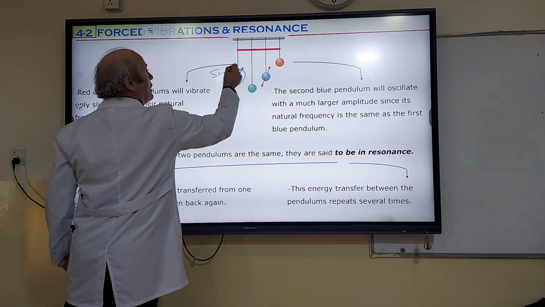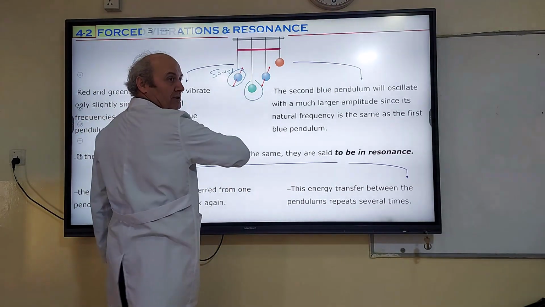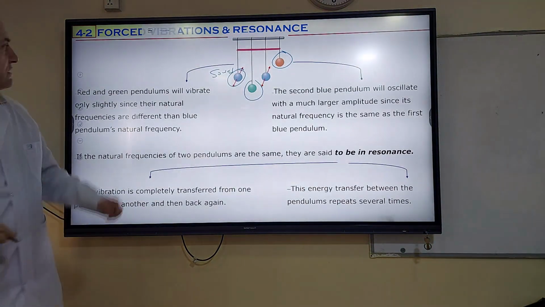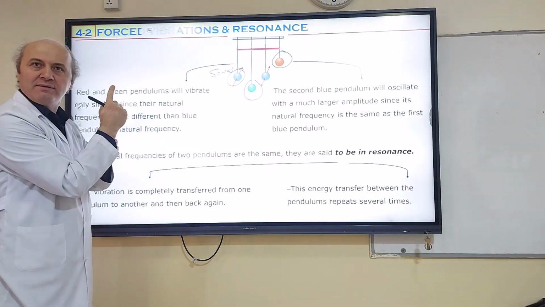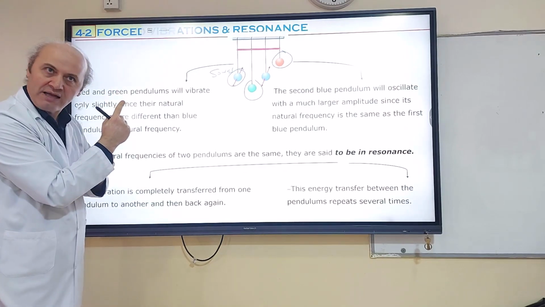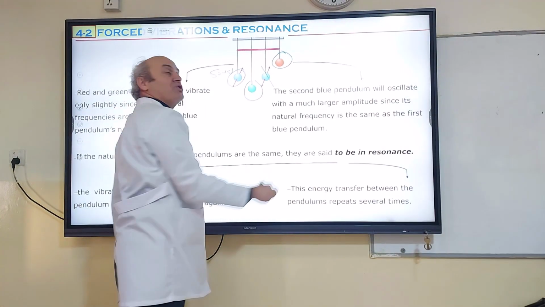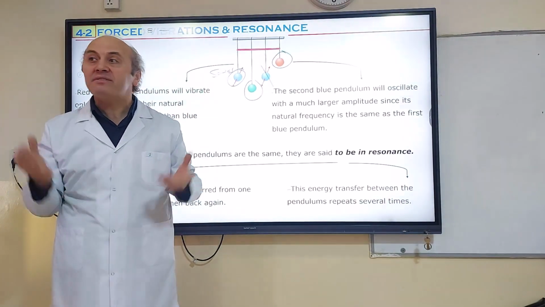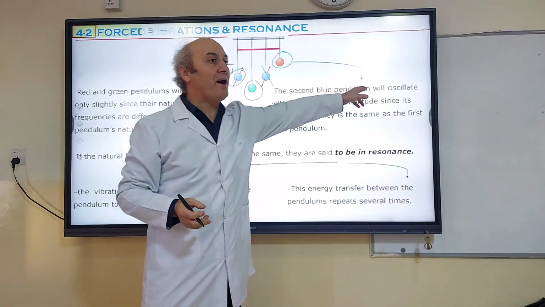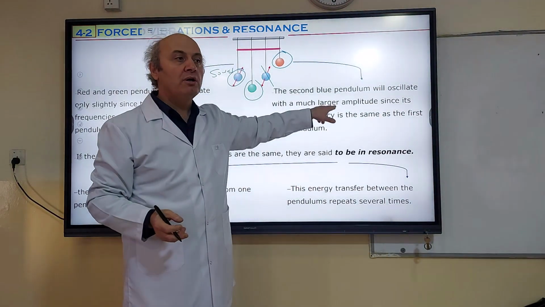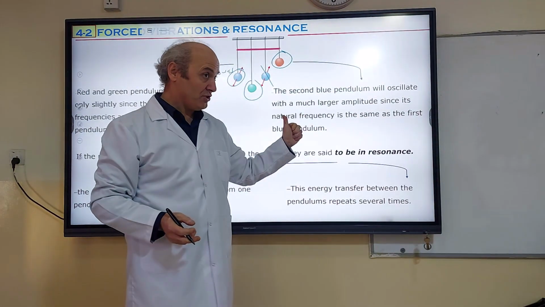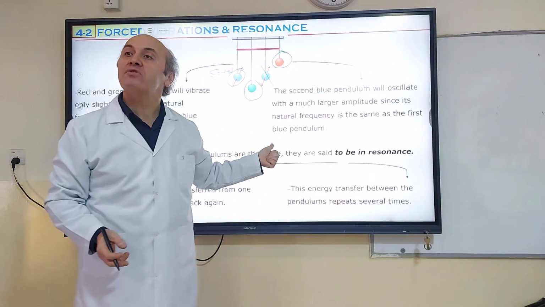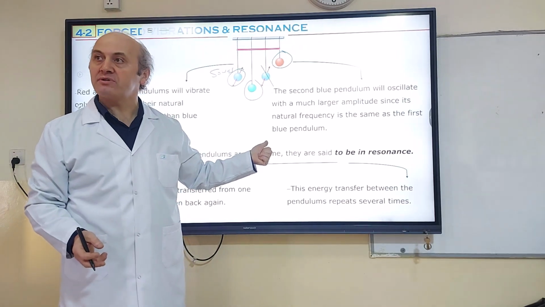The green and the red are different in frequency. That's why they will slightly vibrate and stop, slightly vibrate and stop. However, in the second group, the blue pendulums have exactly the same length, exactly the same frequency. What happens? The second blue pendulum will oscillate with a much larger amplitude, since its natural frequency is the same as the first blue pendulum's natural frequency.